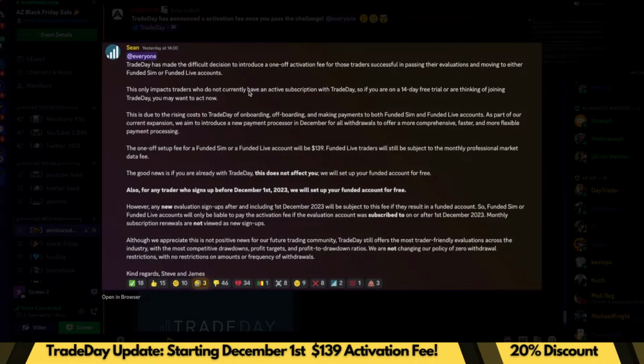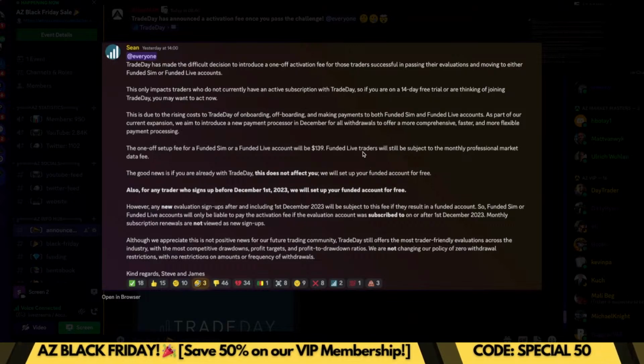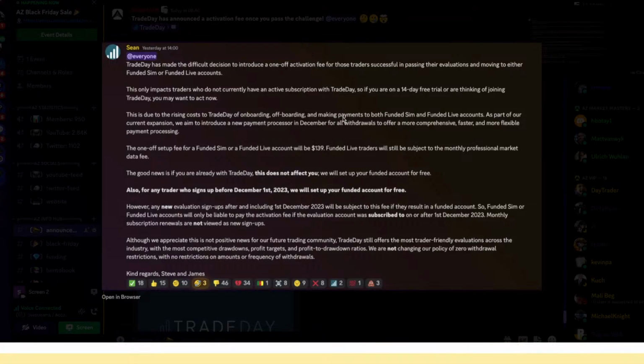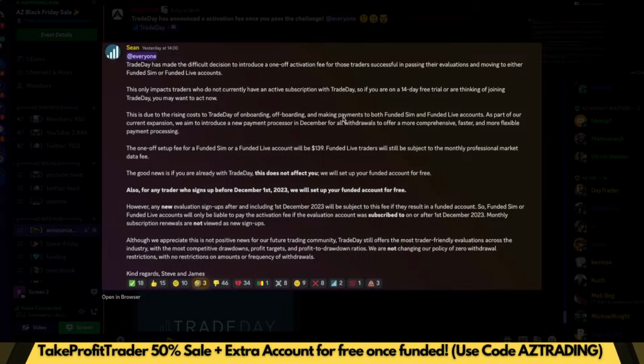This only impacts traders who do not currently have an active subscription with Trade Day, so if you're on a 14-day free trial or are thinking of joining Trade Day, you want to act now. This is due to the rising costs to Trade Day of onboarding, offboarding, and making payments to both funded sim and funded live accounts. As part of our current expansion, we aim to introduce a new payment processor in December for all withdrawals to offer a more comprehensive, faster, and more flexible payment processing. The one-off setup fee for a funded sim or funded live account will be $139.